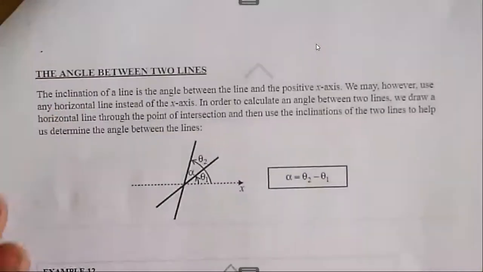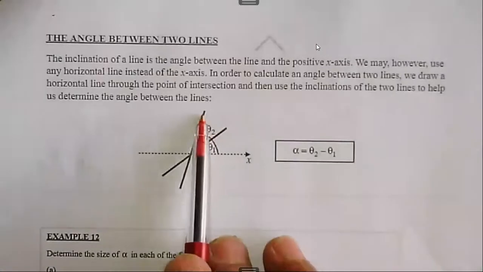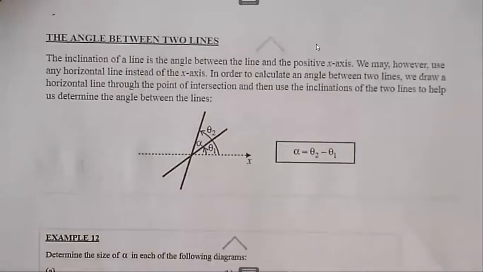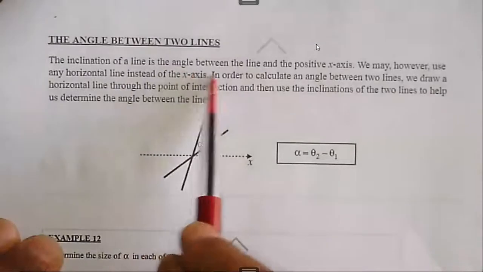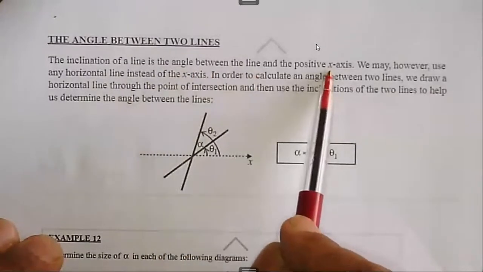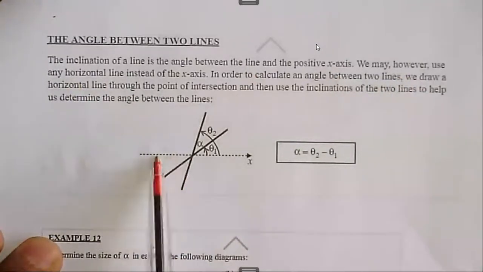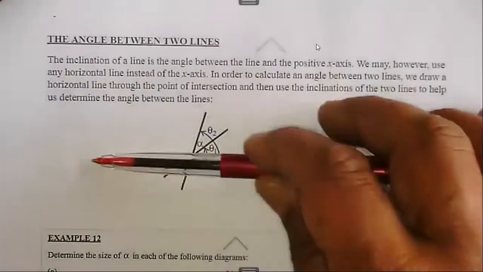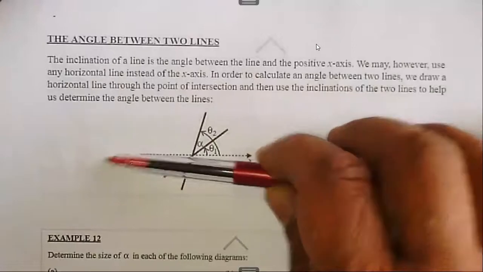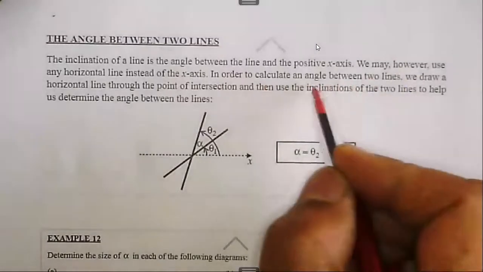Cool. Now, the angles between two lines. Now we can have two graphs. So the situation is a bit different now, because now I'm dealing with two graphs. The angle of a line is the angle between the line and the positive x-axis. We may, however, use any horizontal line instead of the x-axis, like I've done earlier on. It doesn't have to be the x-axis itself, in order to calculate an angle between the two lines.